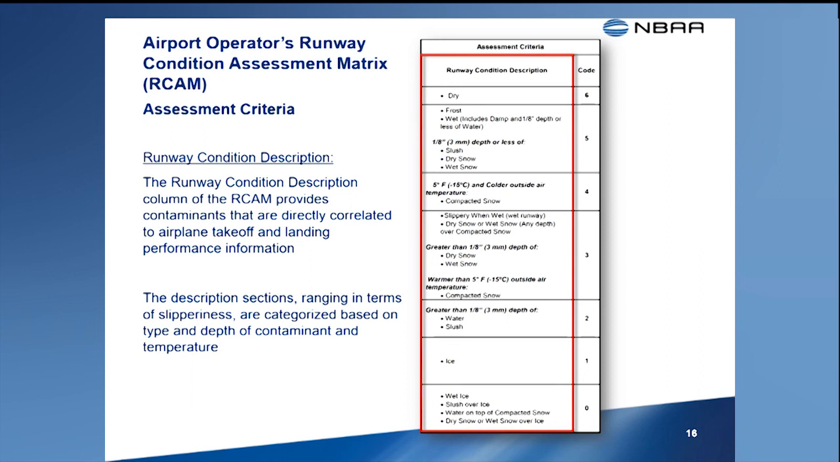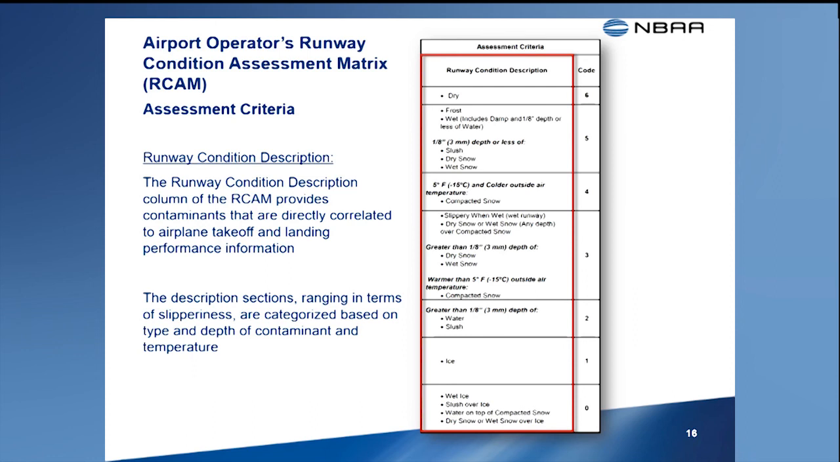The runway contaminants listed on the RCAM are known to result in specific changes in the airplane's braking performance. Further, airplane manufacturers typically furnish takeoff and landing performance data for these contaminant types. The runway conditions are categorized top to bottom with respect to the known effect on stopping performance for the listed contaminants. As one moves down the matrix, the runway becomes more slippery and stopping performance is further reduced.